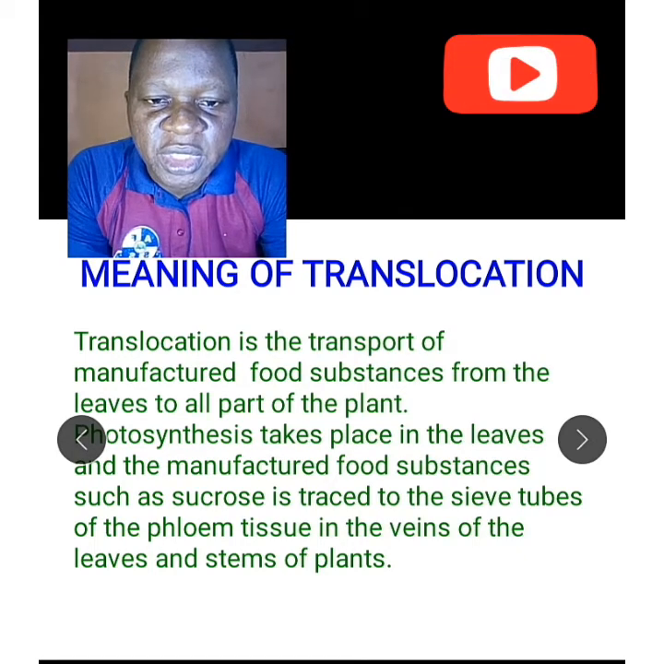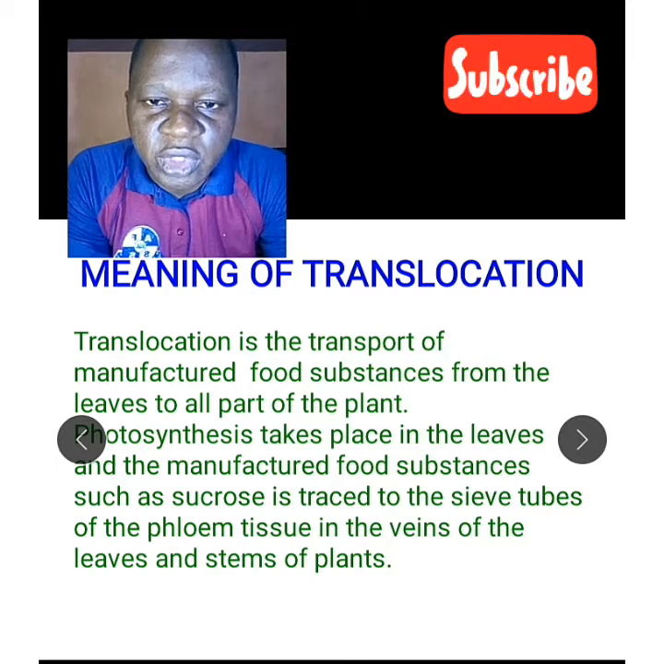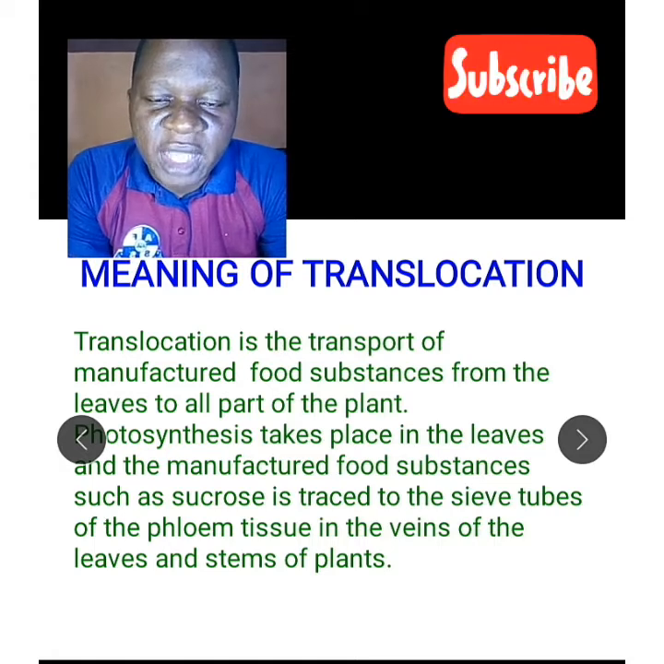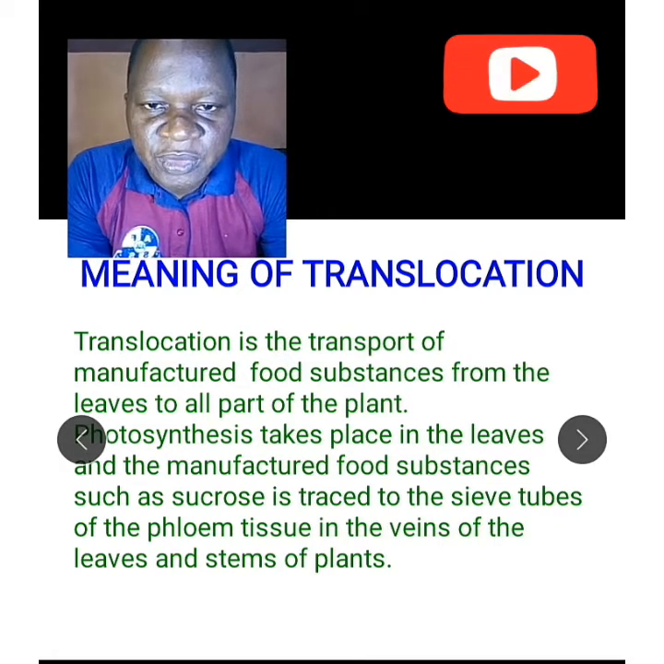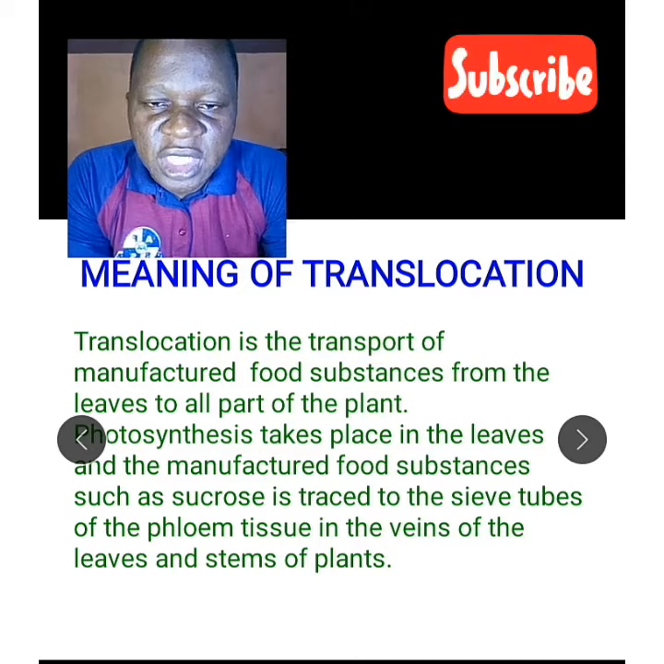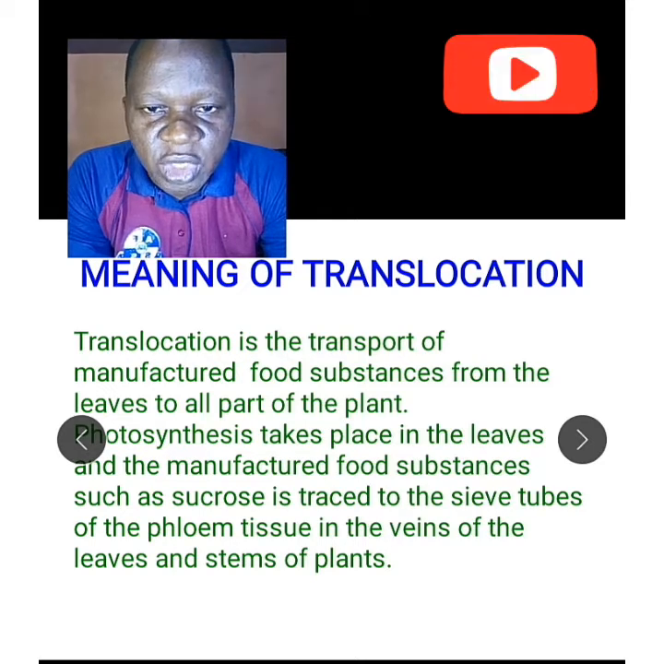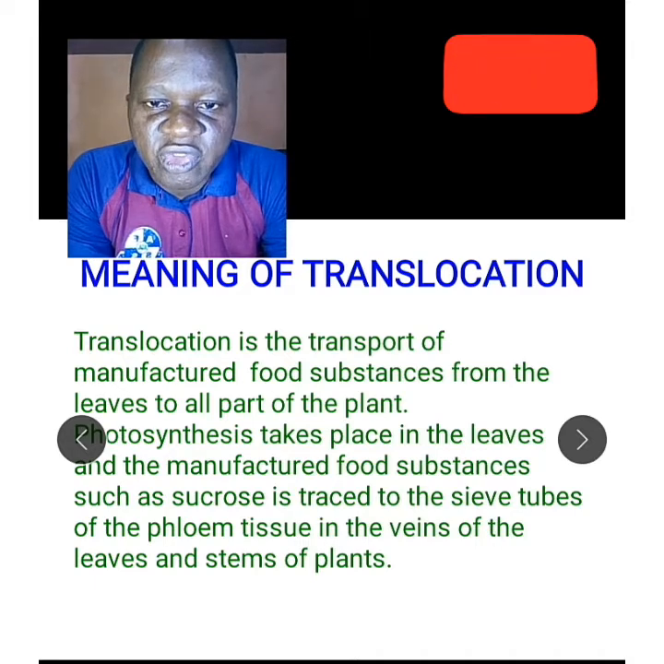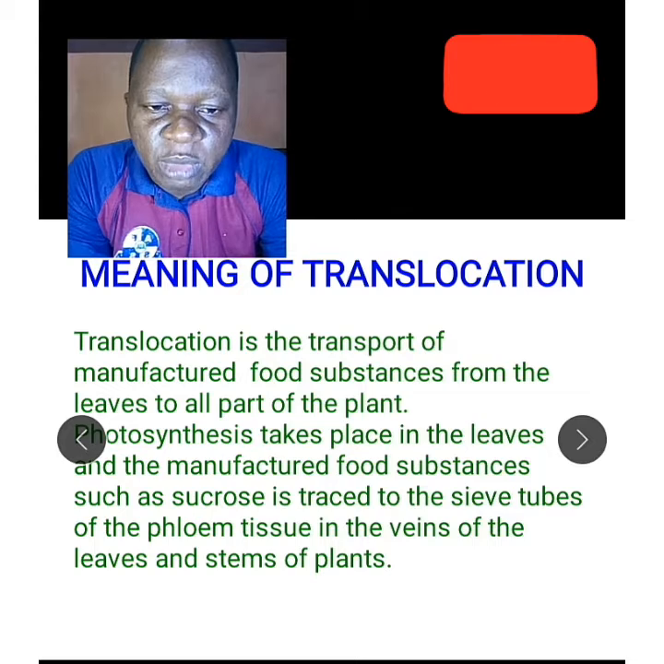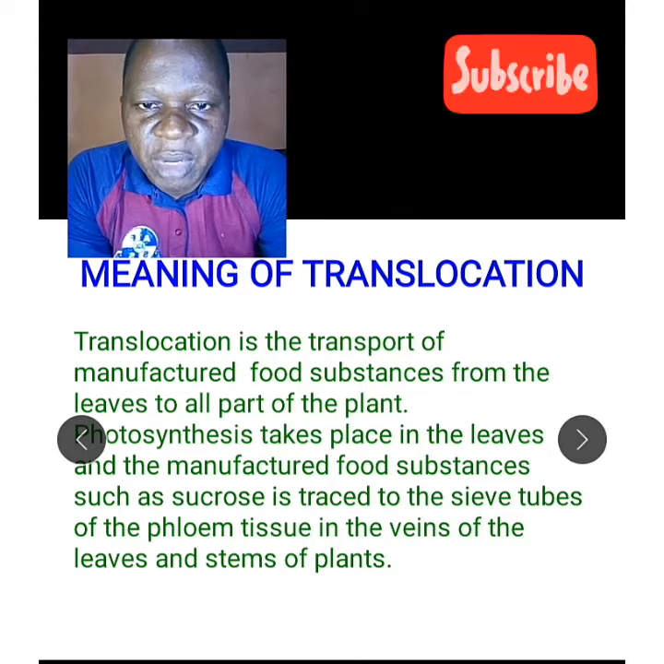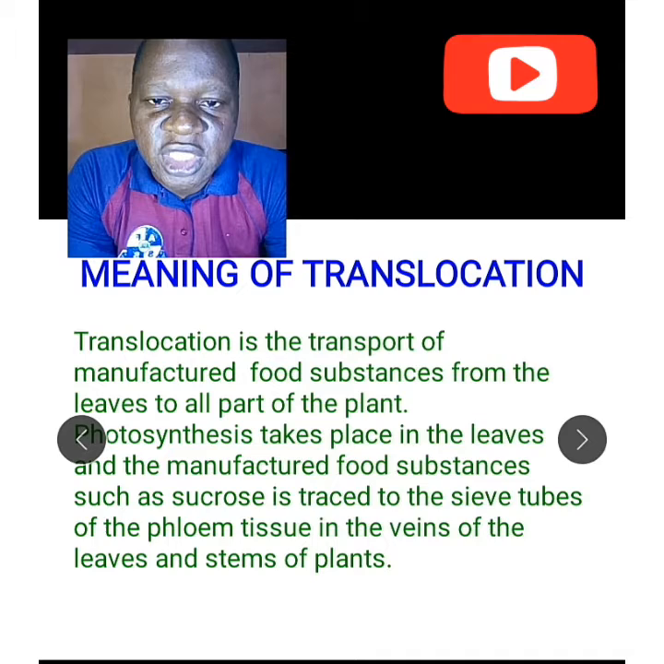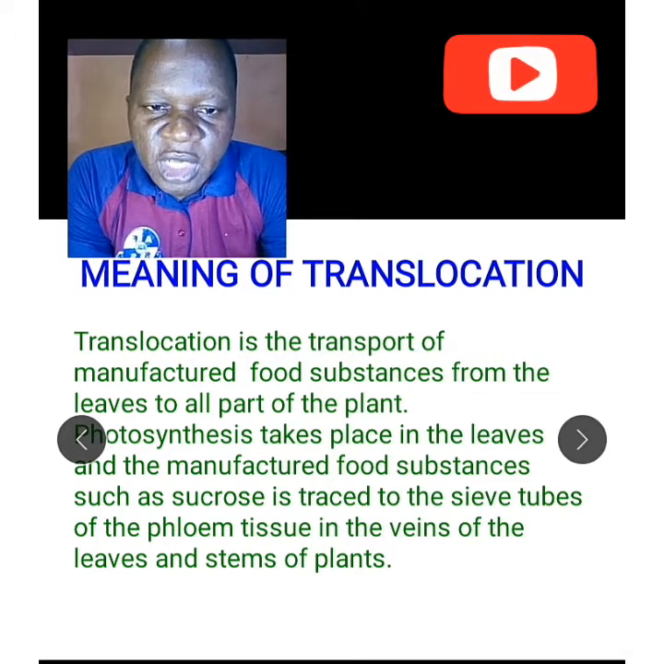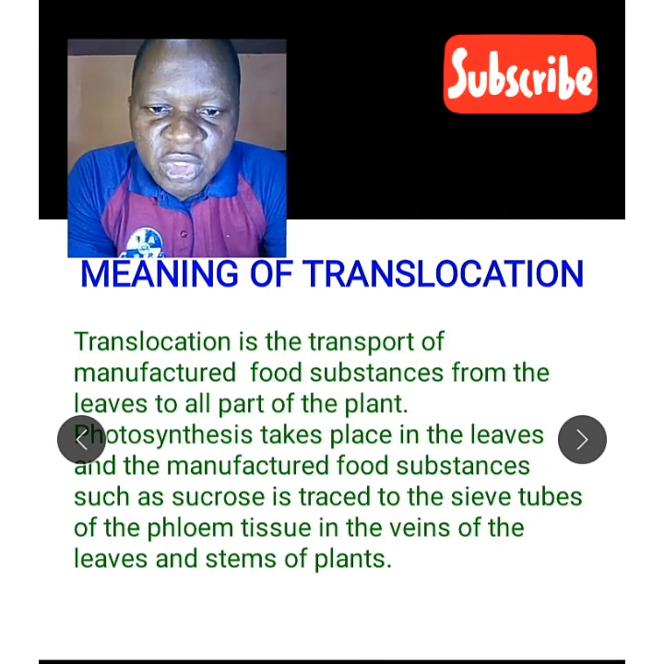Translocation simply means the transport of manufactured food substances from the leaves to all parts of the plant. As you know, the leaf is the center for photosynthesis. That's where manufacturing of the food takes place. So the food needs to move from that point to other parts of the plant, which include the stem, the tip, the bud, and then the roots. For that to happen, translocation is the process involved.